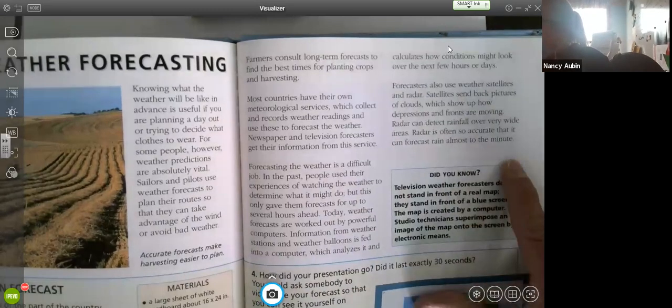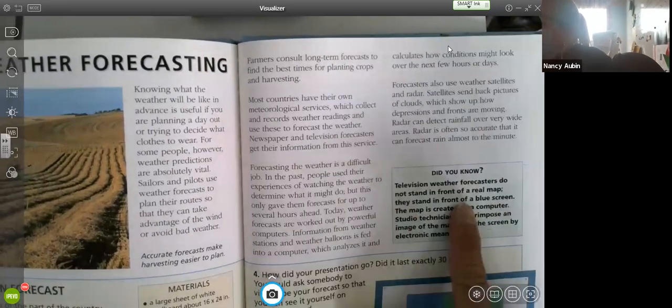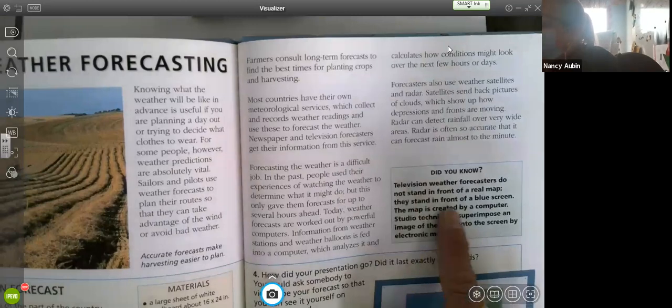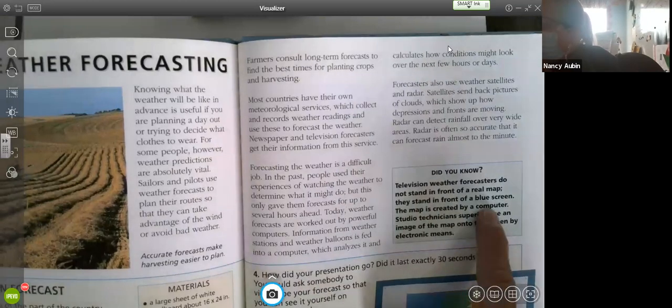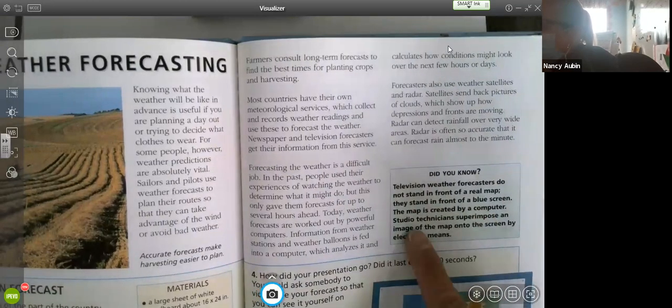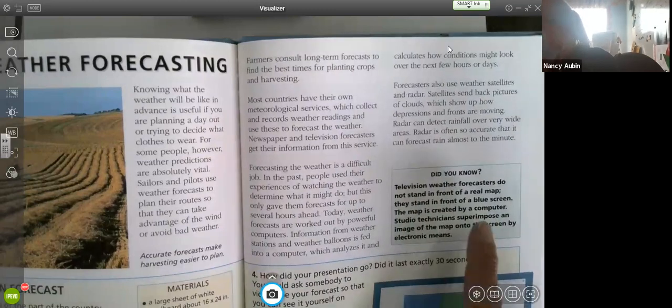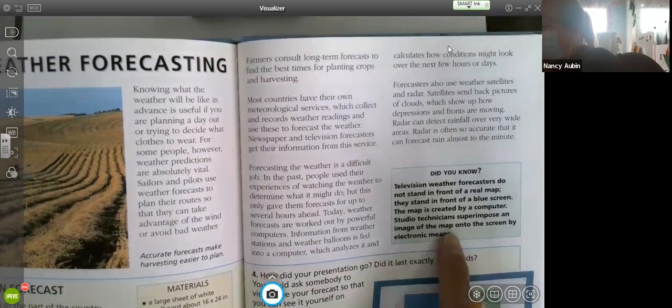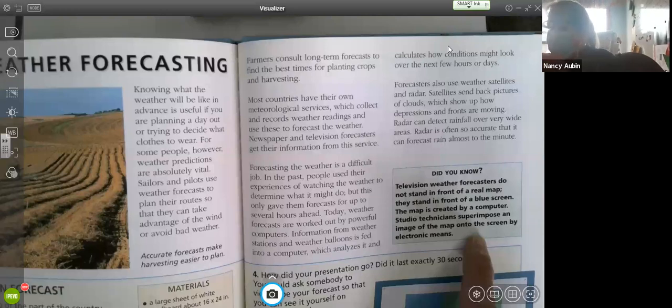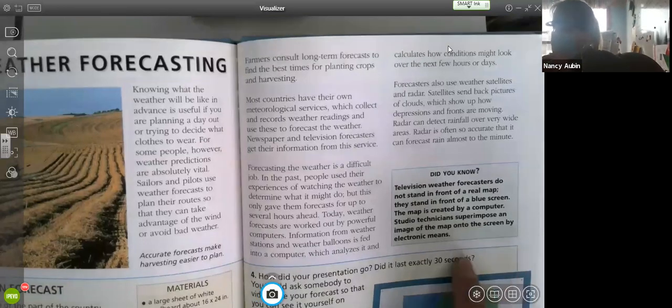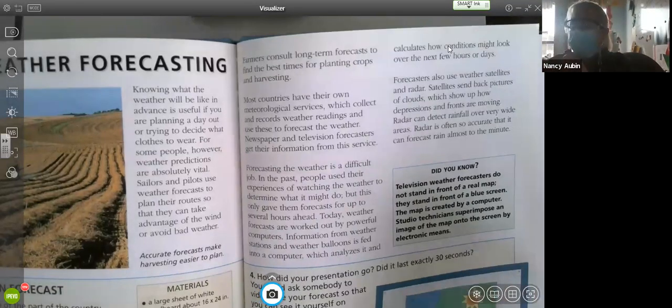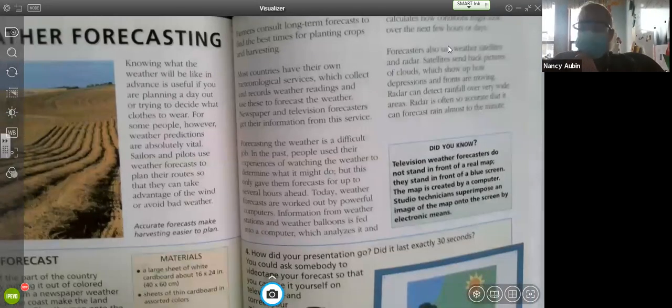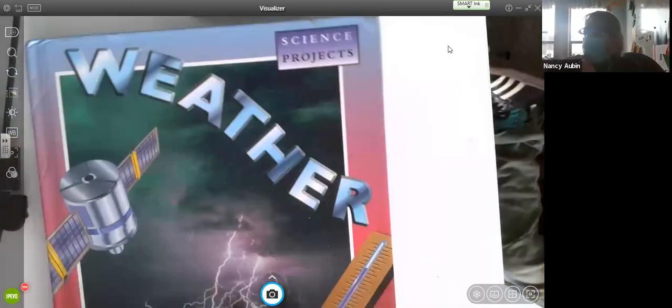Did you know television weather forecasters do not stand in front of a real map? They stand in front of a blue screen. This map is created by a computer. Studio technicians superimpose an image of the map onto the screen by electronic means. That's pretty neat. So that is what we're focusing on. How do we predict the weather?